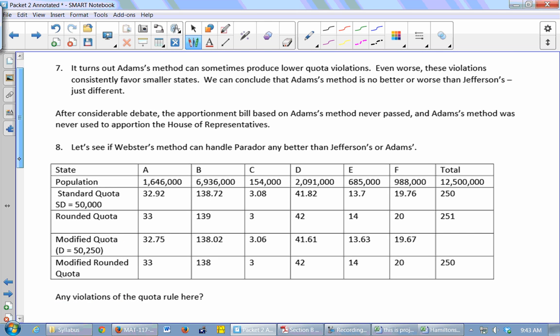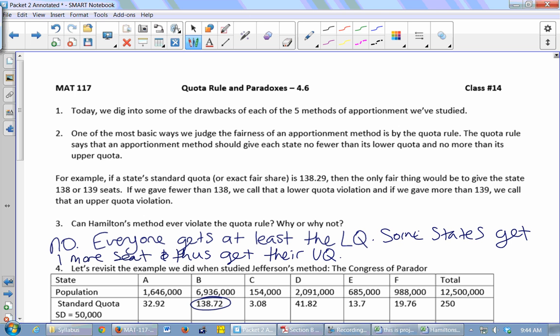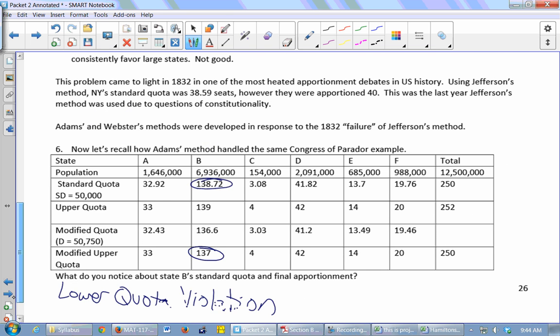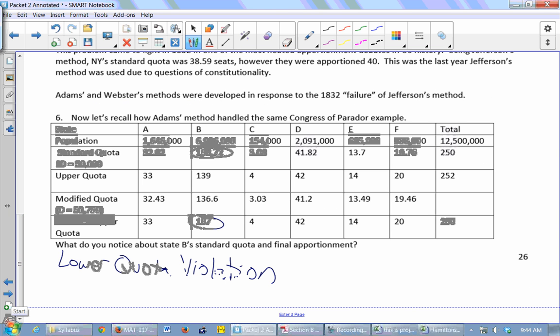So it turns out that Adams' method can sometimes produce lower quota violations, but even worse, these violations consistently favor small states or penalize big states, whichever way you want to look at it. Right? So the state that got one seat too few here was the largest state. So they kind of got penalized in favor of giving seats to the smaller states. They lost a seat.